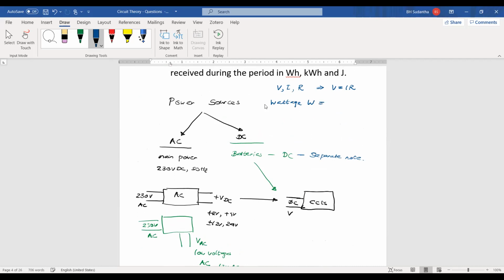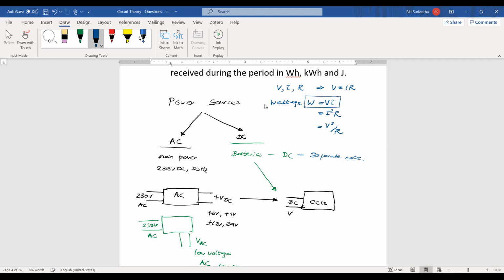So W. How can we find W? Then VI. Okay. But you know this V in different forms, then you can apply this one. But we replace this V using IR, then this is I squared R. And if we replace this I by V divided by R, then this relationship may be there. Using whatever the equation, you can find W. But this is the basic equation.